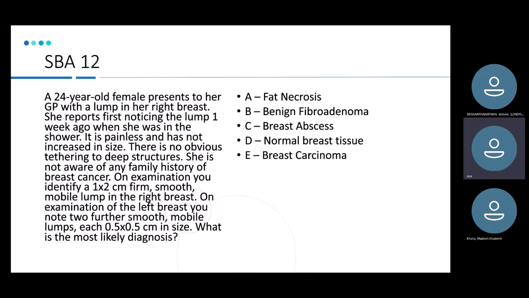On examination, you identify a 1 by 2 centimetre firm, smooth, mobile lump in the breast. On examination of the left breast, you note 2 further smooth, mobile lumps, each approximately 0.5 by 0.5 centimetres in size. What is the most likely diagnosis?